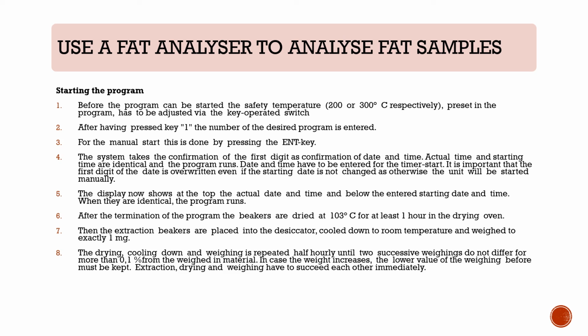After the termination of the program, the beakers are dried at 103 degrees C for at least 1 hour in the drying oven. Then the extraction beakers are placed into the desiccator, cooled down to room temperature and weighed to exactly 1 mg. The drying, cooling down and weighing is repeated half hourly until 2 successive weighings do not differ by more than 0.1% from the weight in material. In case the weight increases, the lower value of the weighing before must be kept. Extraction, drying and weighing have to succeed each other immediately.